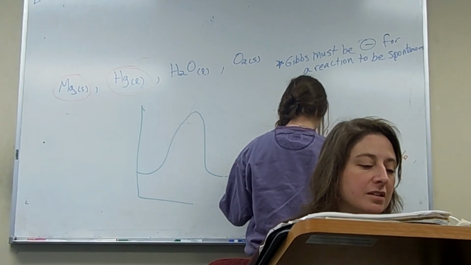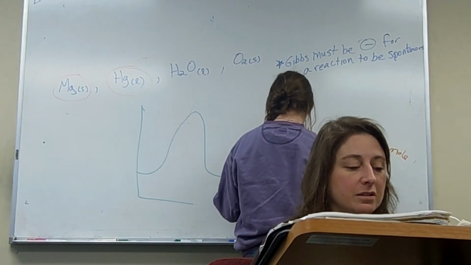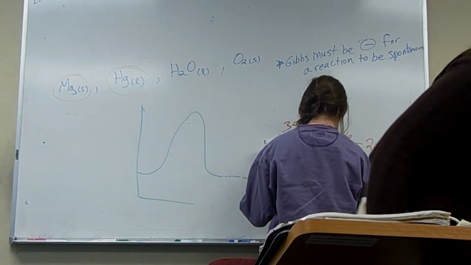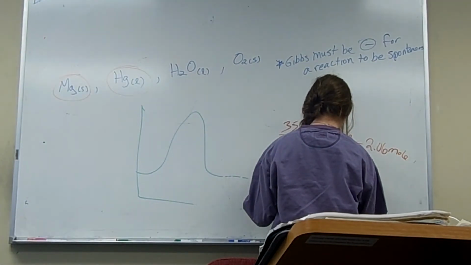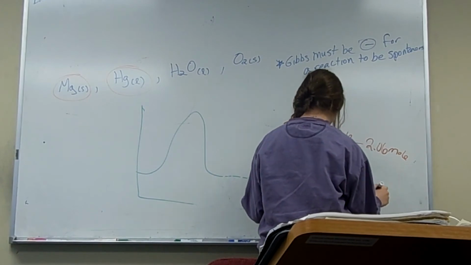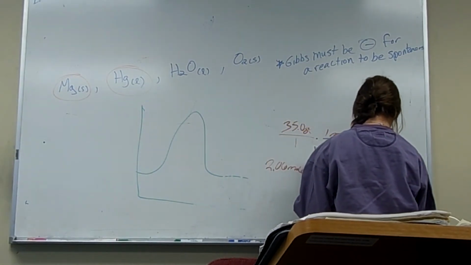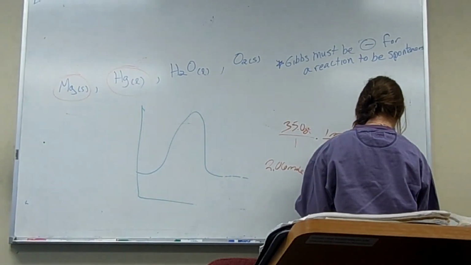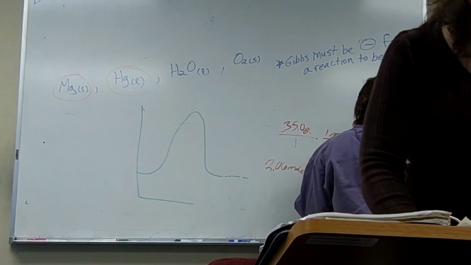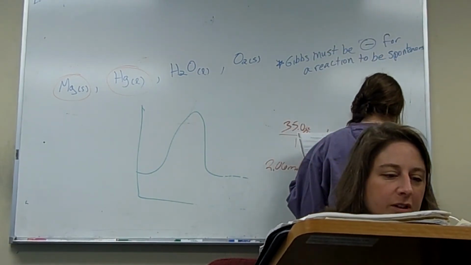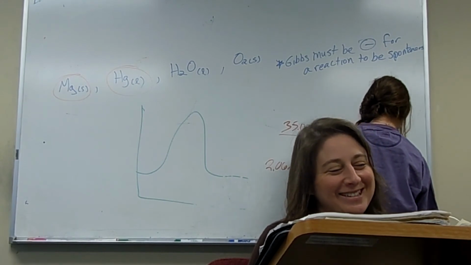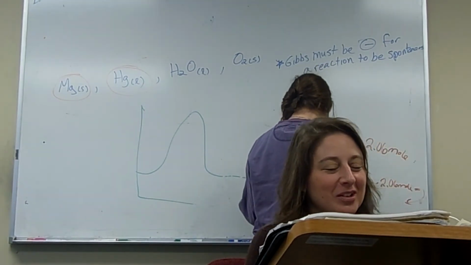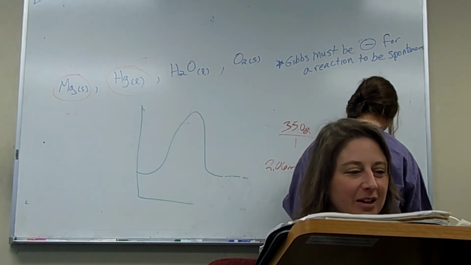How many moles of gas are there total in the reactants? So you have 1 mole plus 3 moles in the reactants. So how many total moles for reactants? 4. And how about the products? 2. So if you go from 4 moles of gas to 2 moles of gas, you have much less chaos. It's like going from 4 moles of children to 2 moles of children. There's much less chaos.